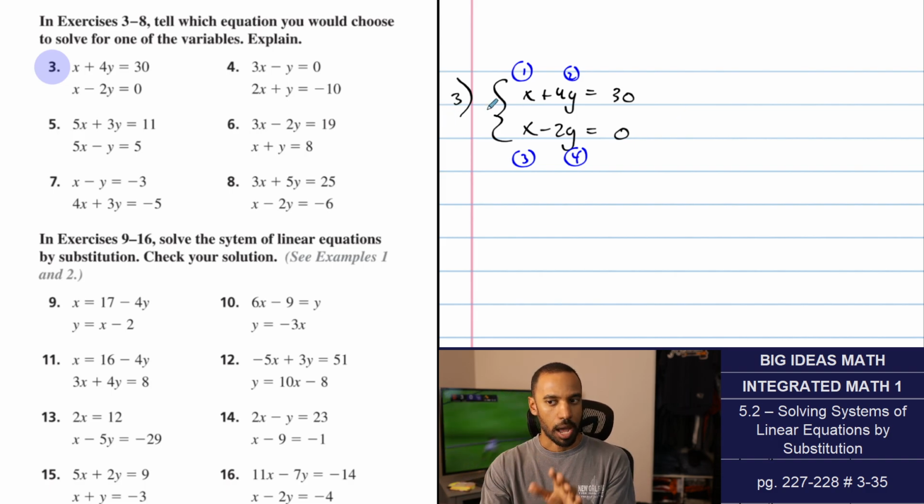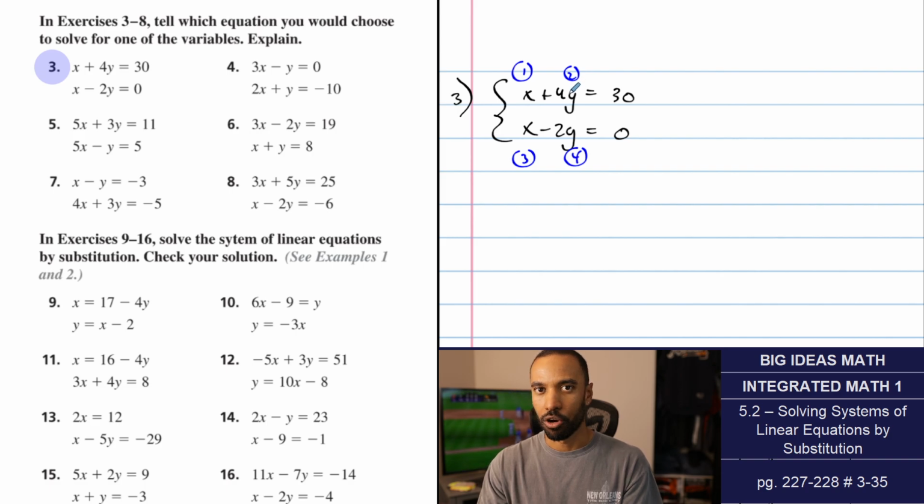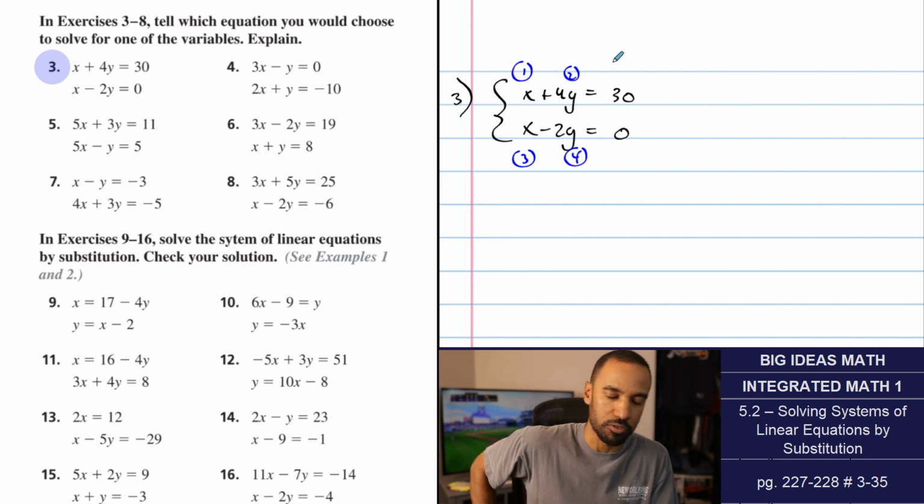Variable 1, getting that top x by itself is pretty nice. I subtract 4y over, it takes one step, there are no fractions, pretty good. The 4y is negative, that's not the worst thing, I just like more positives so I can deal with them.